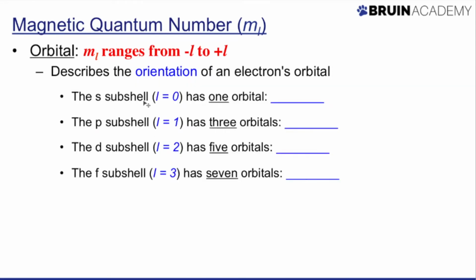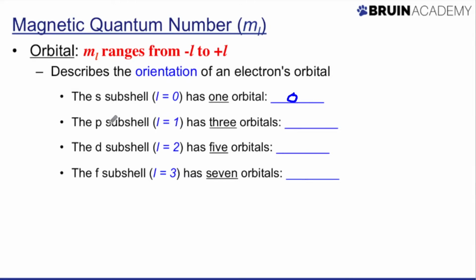So the S subshell, which is L equals 0, only has one orbital. Why? Because m_l only ranges from negative L to plus L. And so if L equals 0, then the only possible value of m_l is 0. But what if you have a P subshell and L equals 1?